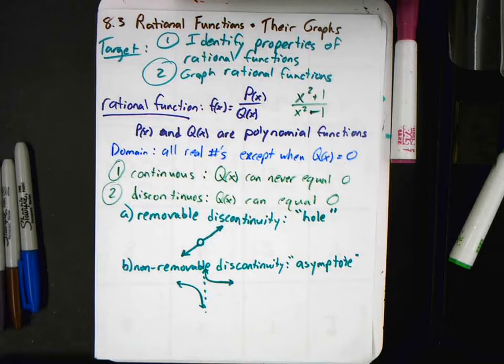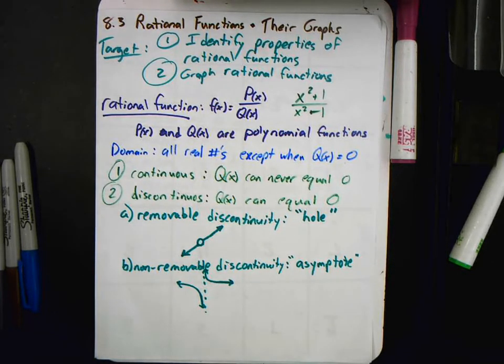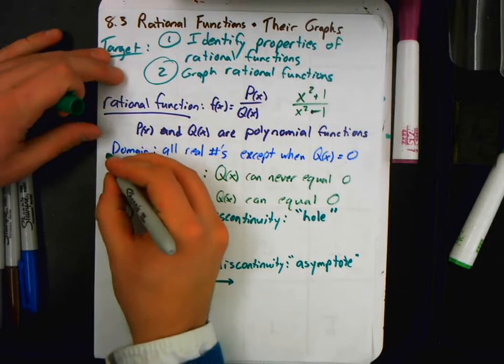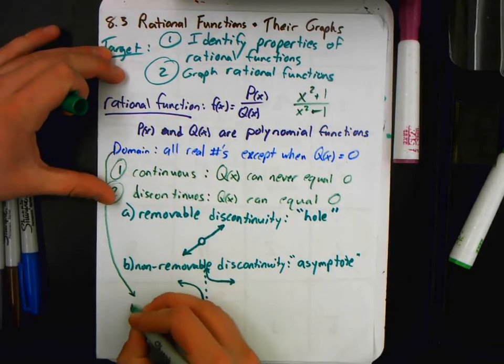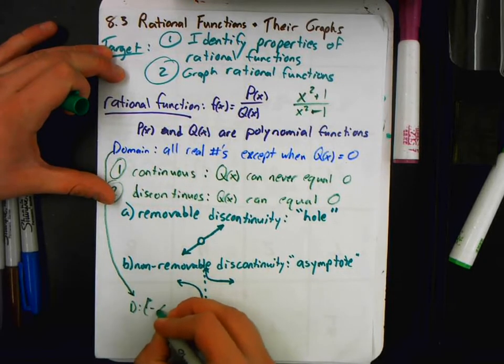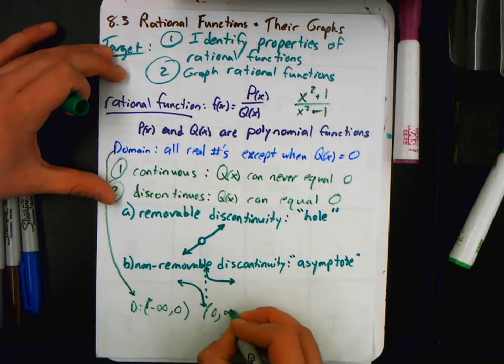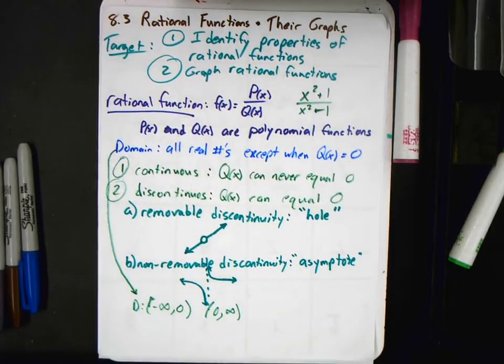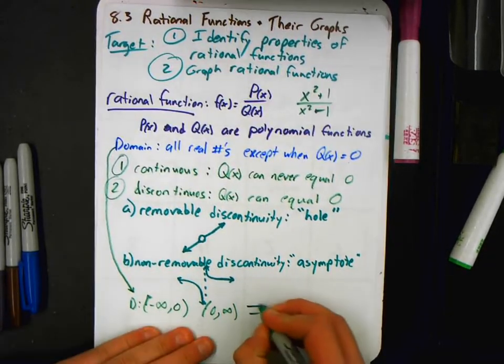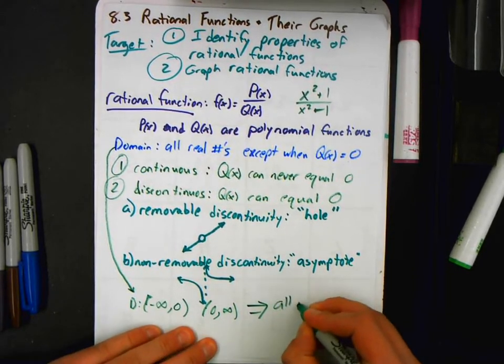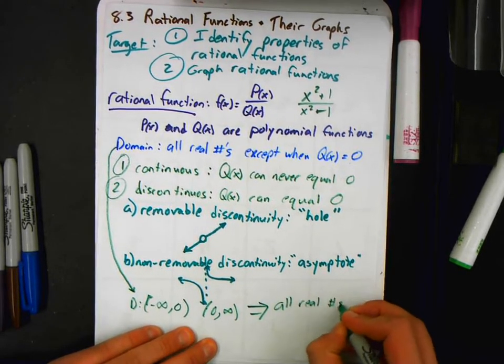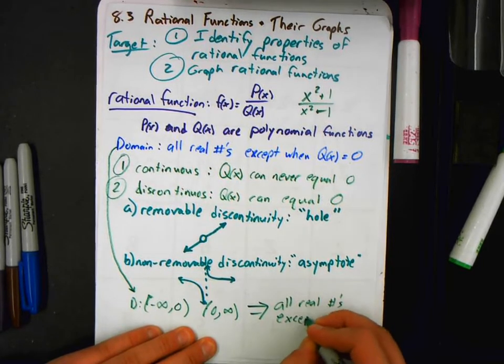And so the domain for this rational function is all real numbers except for when your denominator is equal to 0. And in 8.2, when we were talking about asymptotes, we were making our domains look like negative infinity to 0 and then 0 to infinity. Another way you could write this domain is to just say all real numbers except 0.